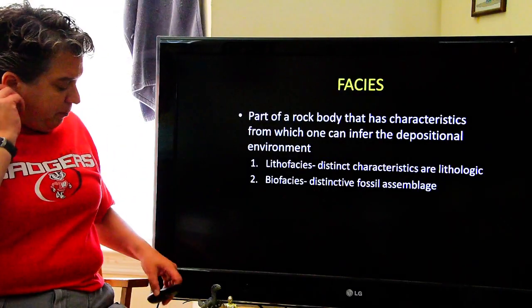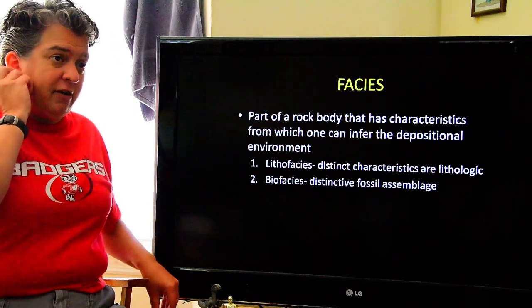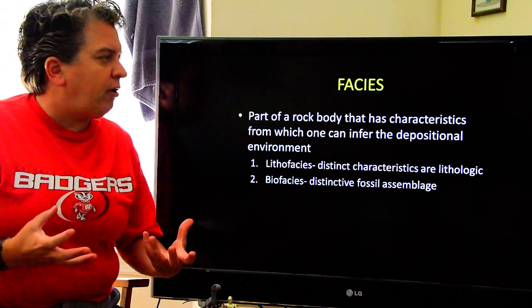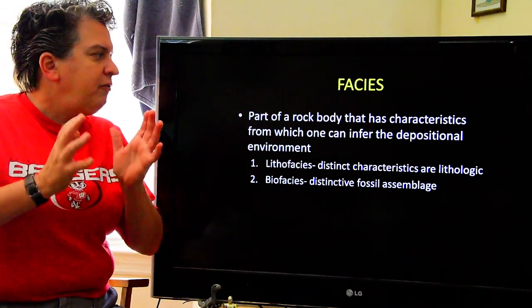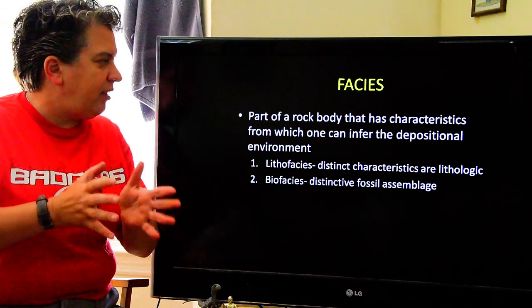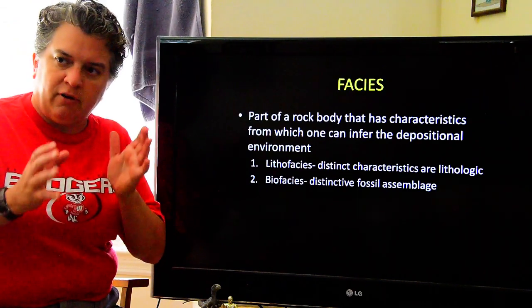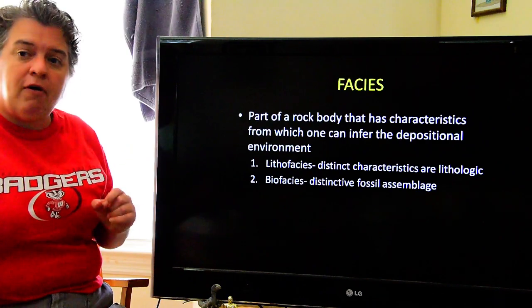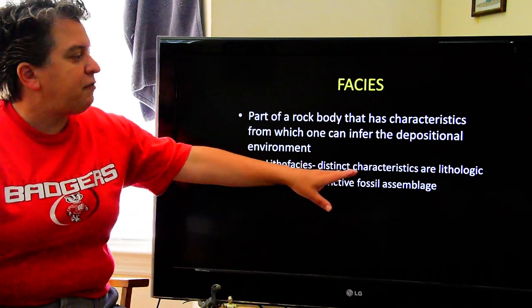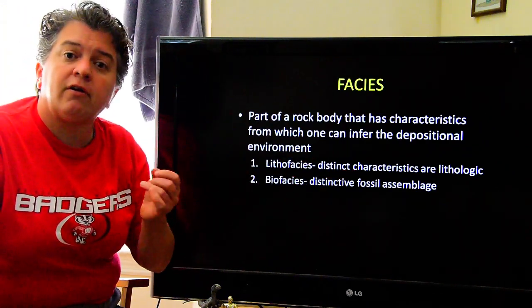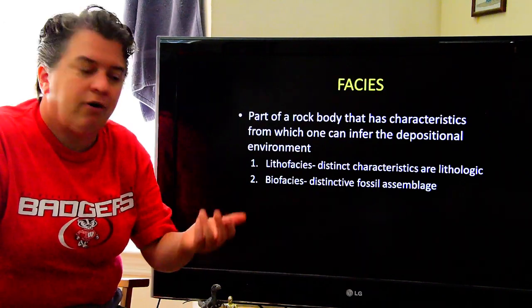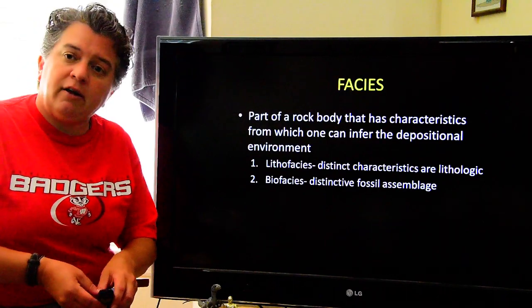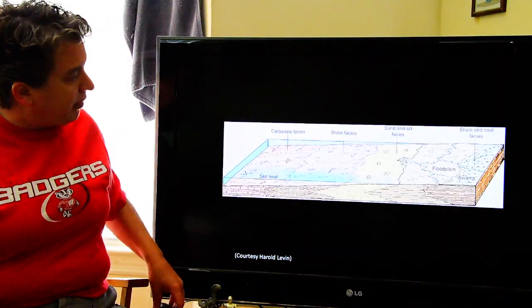All right, this also brings me to something called facies. And facies are a part of a body of rock that has unique characteristics from which you can infer the depositional environment. And you can have lithofacies, where the distinctive characteristics are lithologic, meaning rock type, or you can have biofacies, where you have a distinctive fossil assemblage.